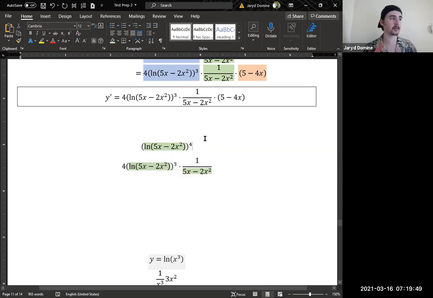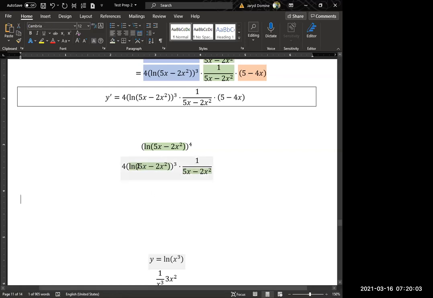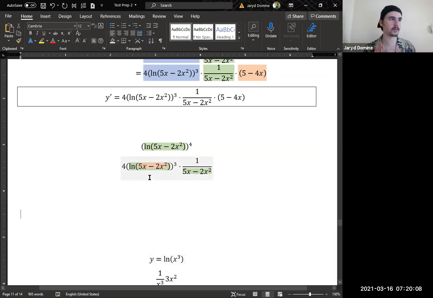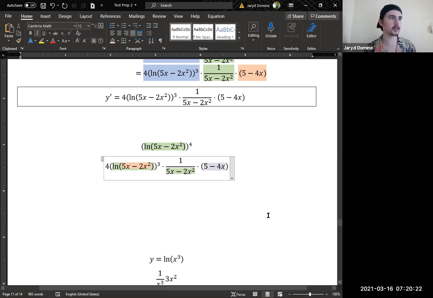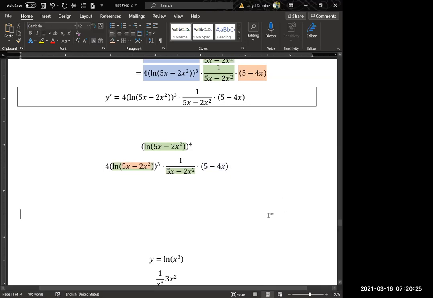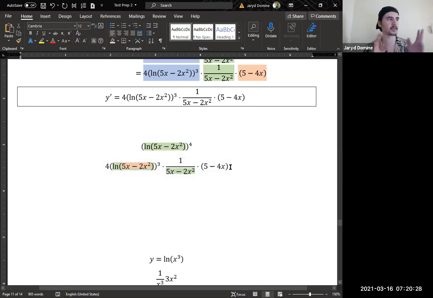So if you think of it like peeling back layers, the outer layer is this 4th power. So you've done that. The next layer is the natural log. So that gives you 1 over the stuff inside. And now you need the derivative of the inside, this stuff. So that would just multiply all that by 5 minus 4x. Yes, which is what we had. That is correct. Good. And then just leave that. Yes, nice. That's exactly how you do it.